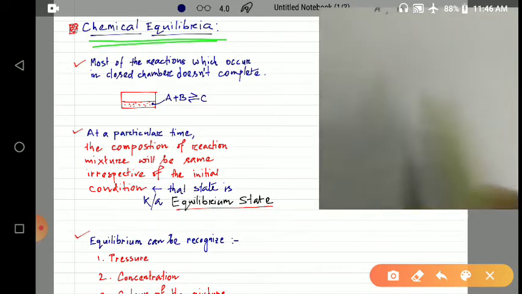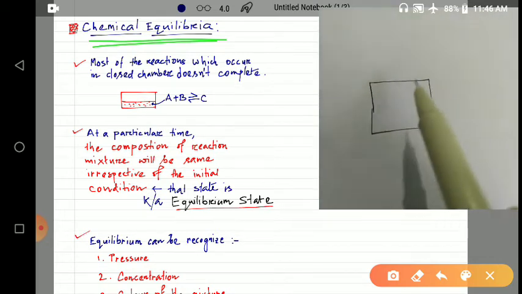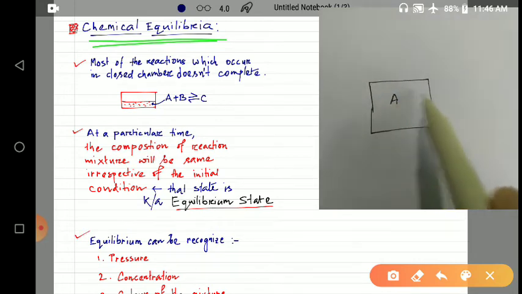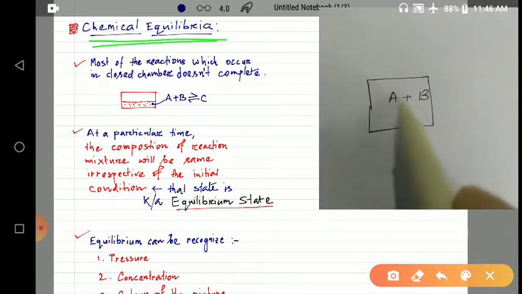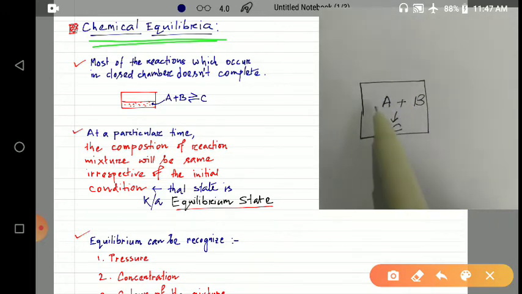In many reactions, if you carry out a reaction inside a closed vessel, let's suppose this is your closed vessel, and A and B are your reactants. When you mix these two reactants, let's suppose they will give you the product C. Okay, so after some time, though there will be excess amounts of the reactants A and B, they will not form C. What is the reason behind it?